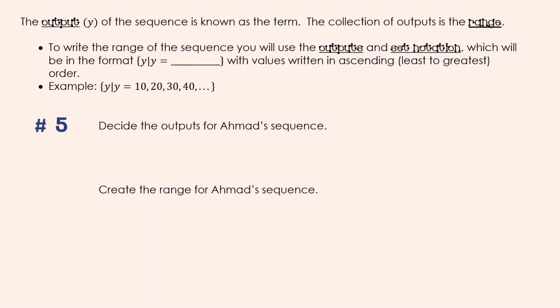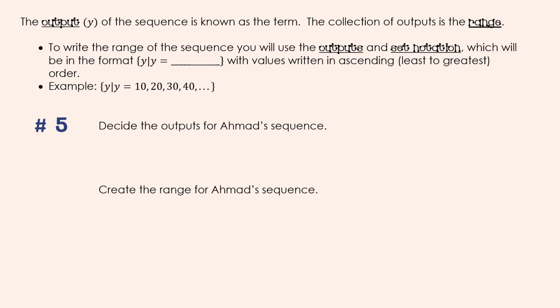The output or y of a sequence is known as the term. The collection of outputs is the range. To write the range of the sequence, we will use the outputs and set notation, and we will use the same format that we did for domain, except for we will use y instead of x, making sure our values are in ascending or least to greatest order. You have to be a little bit careful with that when you are doing range, because sometimes the sequence will decrease, and so they will not be in the right order. They'll be in descending order, so you'll have to kind of flip it around.